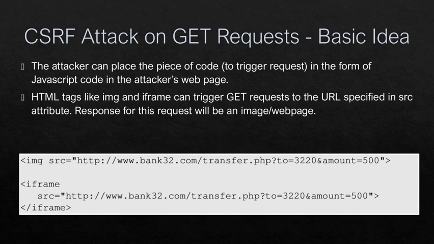The attacker can place a piece of code, in the form of JavaScript code, in the attacker's web page, and HTML tags like image and iframe can trigger a GET request to the URL specified in the src attribute. The response for this request will be an image or web page, as you can see from the screenshots.